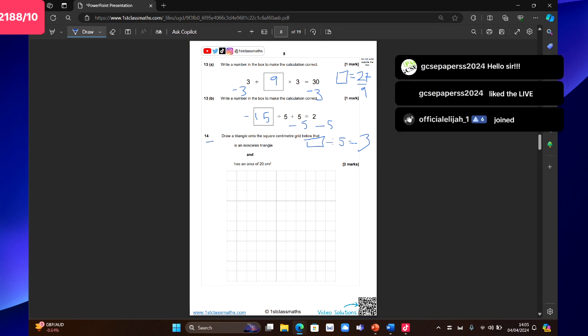Question 14. Draw a triangle on the square centimeter grid below that is an isosceles triangle and has an area of 20 centimeters squared. The area of a triangle is base times height divided by 2, which has to equal 20. So if I rearrange this, the base times height has to make 40.